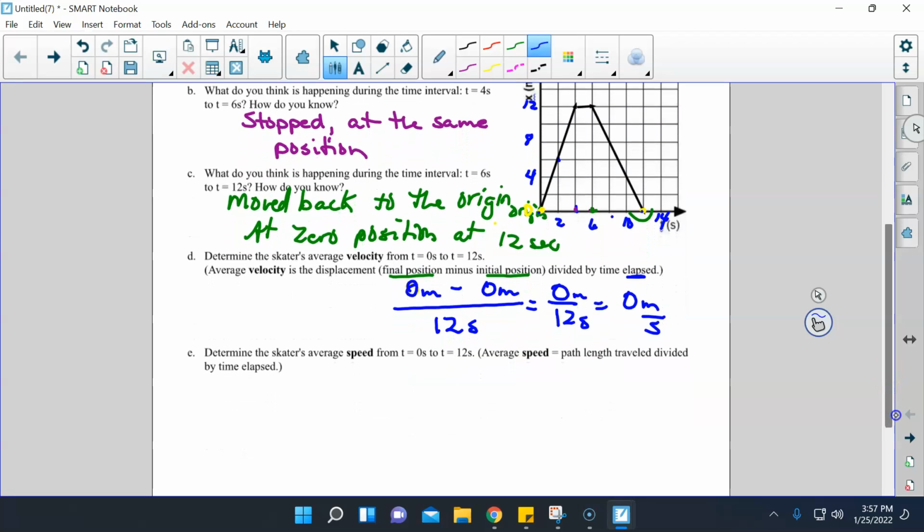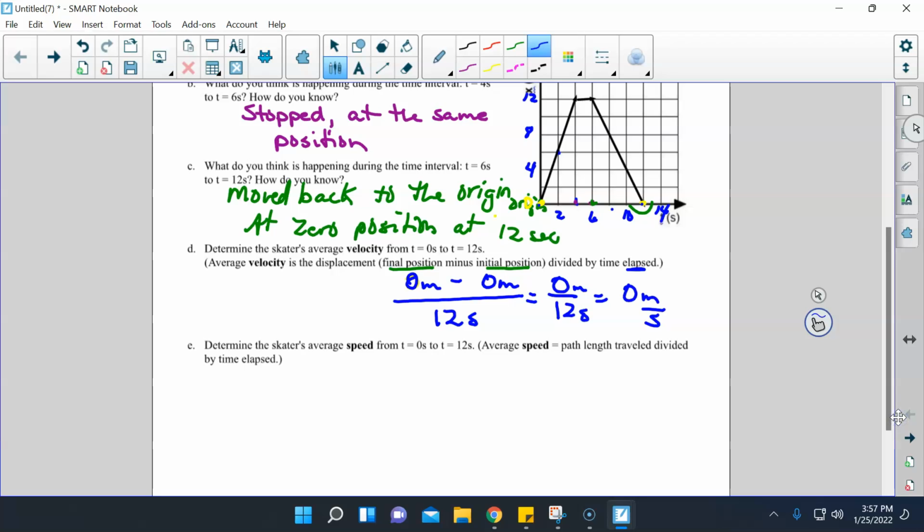Now, this is one that we typically are more interested in when we talk about our daily lives, which is your average speed, okay? So average speed is the path length traveled, I put this in here, divided by the time that elapsed. The time that elapsed is still that 12 seconds, right? Because we're saying from 0 to 12 seconds. Now, how much did I travel?